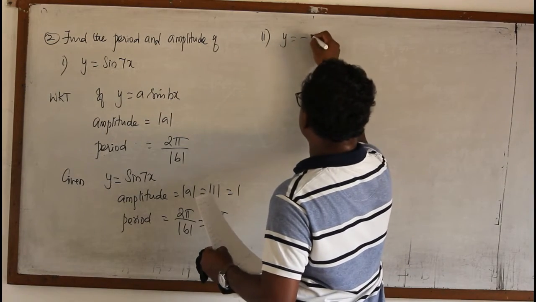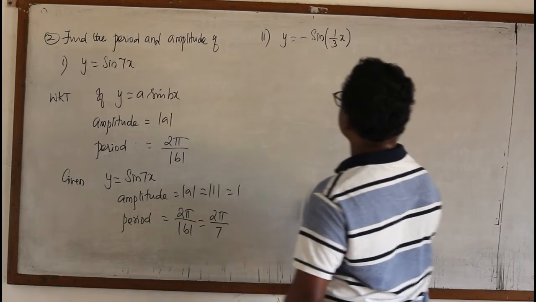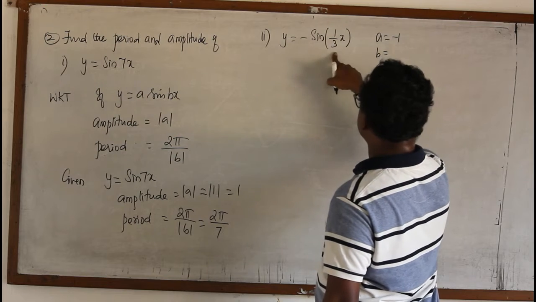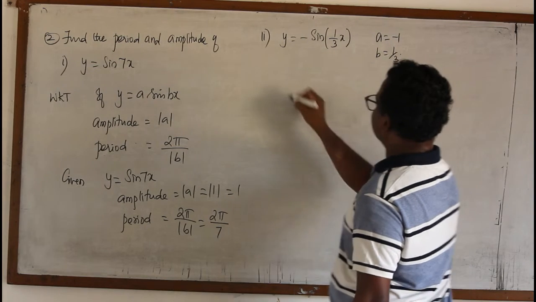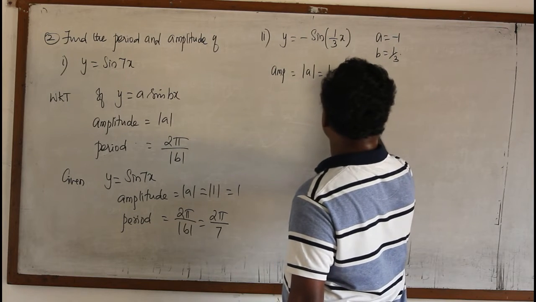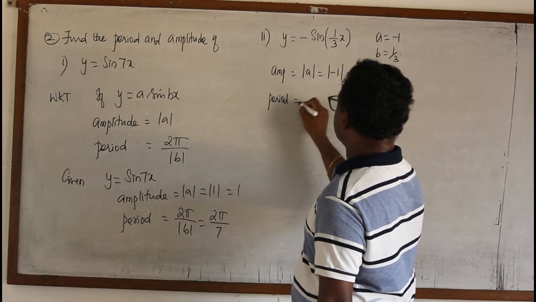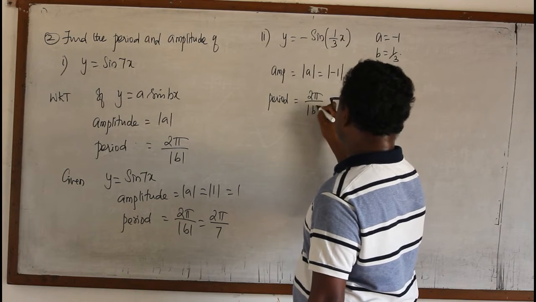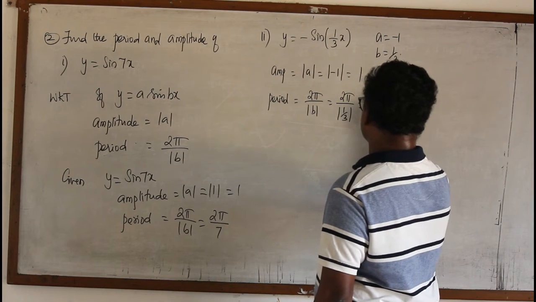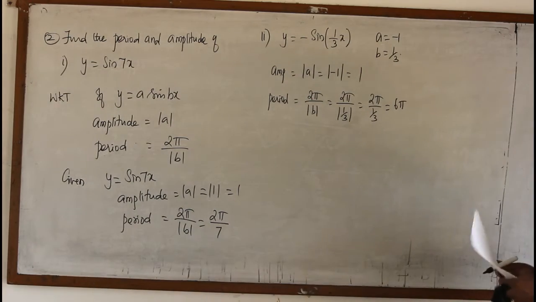y equal to minus sin of 1 by 3x. So here a is minus 1 and b is x by 3, that is 1 by 3. Therefore, amplitude is modulus of a, it is modulus of minus 1, which is plus 1, and the period is 2 pi by modulus of b, 2 pi by modulus of 1 by 3, that is 2 pi by 1 by 3, which is 6 pi, and the 3 goes to the numerator.